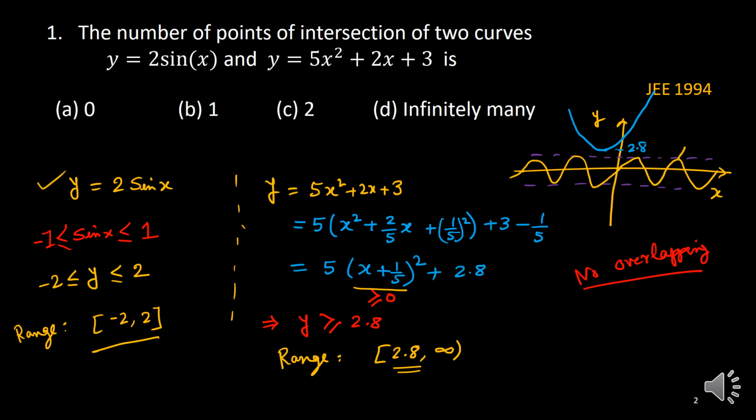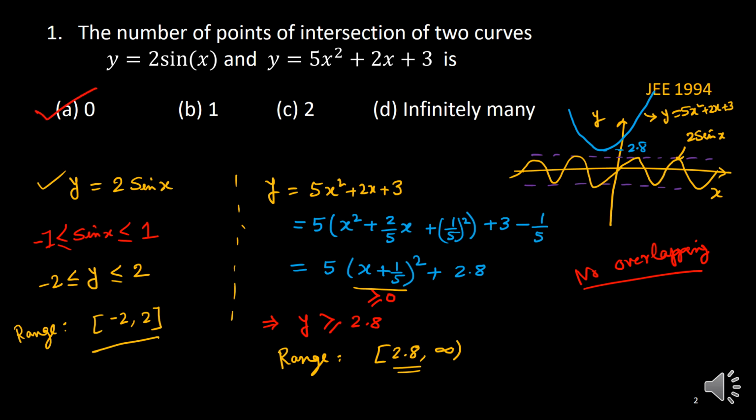Okay, so this is the curve for 2 sin x, and this is the curve for y equals 5x² + 2x + 3. You can see they will never meet, they will never intersect. So there is no intersection point. Clearly the number of intersections will be 0. So your answer is simply 0 intersections.